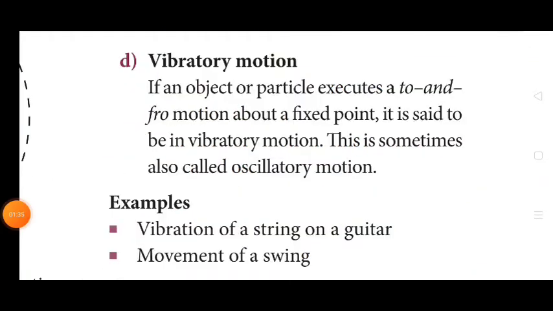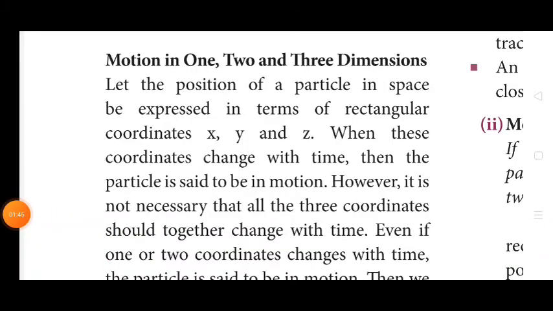Vibratory motion. An object or particle that executes a to and fro motion about a fixed point is said to be in vibratory motion. This is sometimes called oscillatory motion. Example is given. See motion in 1 dimension, 2 dimensions and 3 dimensions. So look at it very carefully.